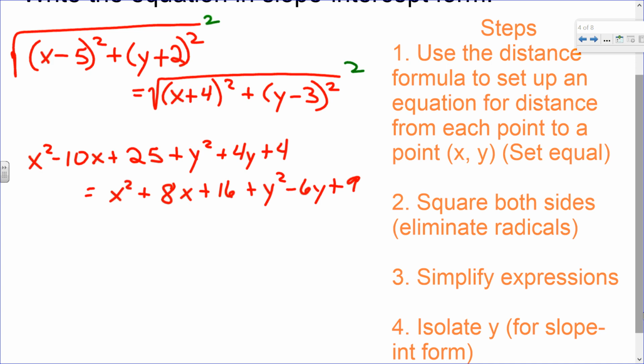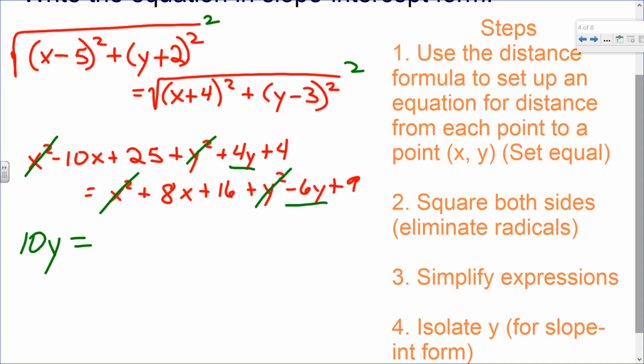So first thing that I'm going to do is subtract x squared from both sides. Then I'm going to subtract y squared from both sides. Since I'm trying to isolate y, I want to get all of the y's on the left, everything else on the right. So let's see, I've got a 4y already on the left and a minus 6y on the right. So if I add 6y to both sides, I have 10y equals.